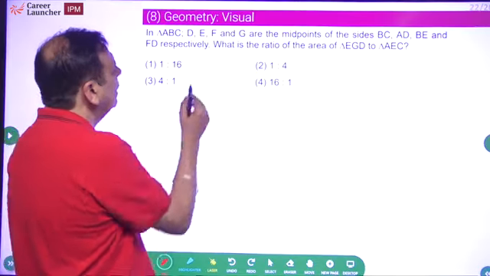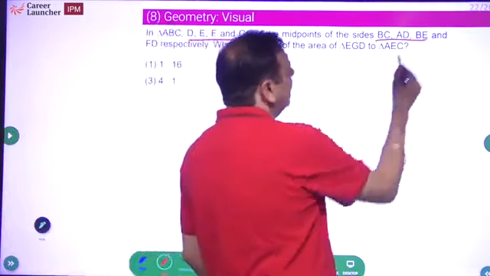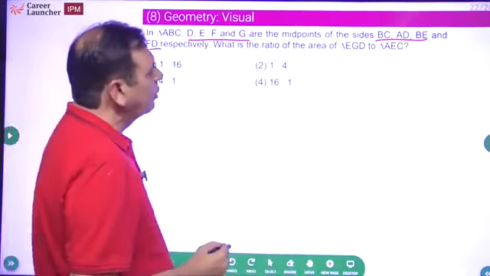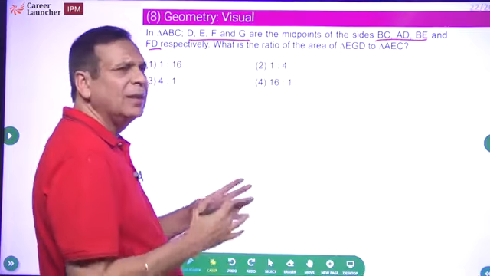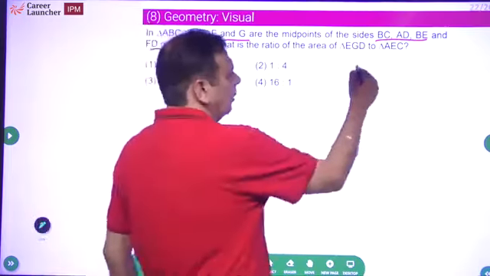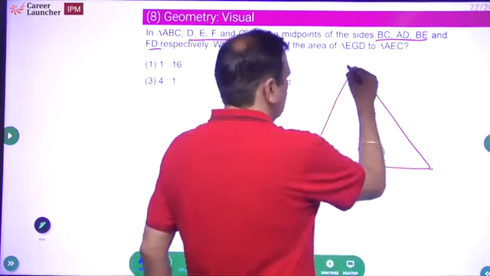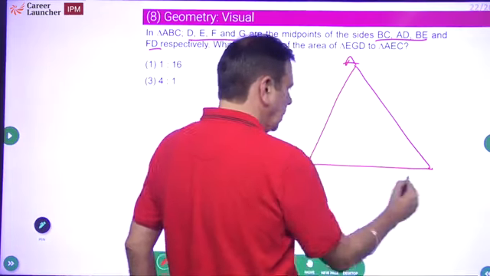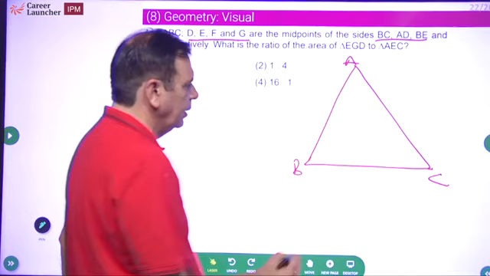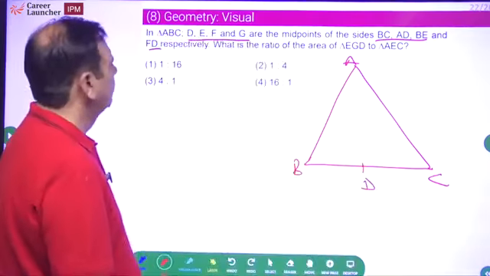In triangle ABC, D, E, F, G are the midpoints of BC, AD, BE and FD respectively. What is the ratio of area of triangle EGD to AEC? Is that what you understood? Let's make a figure. We have some triangle ABC. Let's draw ABC. D is the midpoint of BC. So, D is the midpoint of BC. Right?